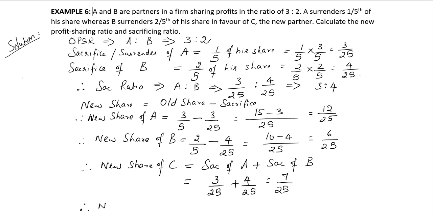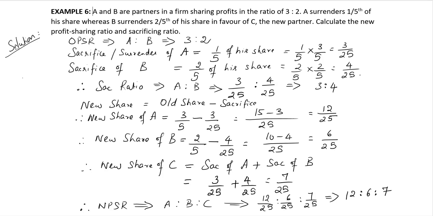So we get the NPSR between A, B and C as 12 by 25 is to 6 by 25 is to 7 by 25, or 12 is to 6 is to 7. Therefore, the NPSR between A, B and C is 12 is to 6 is to 7, and the sacrifice ratio between A and B is 3 is to 4.